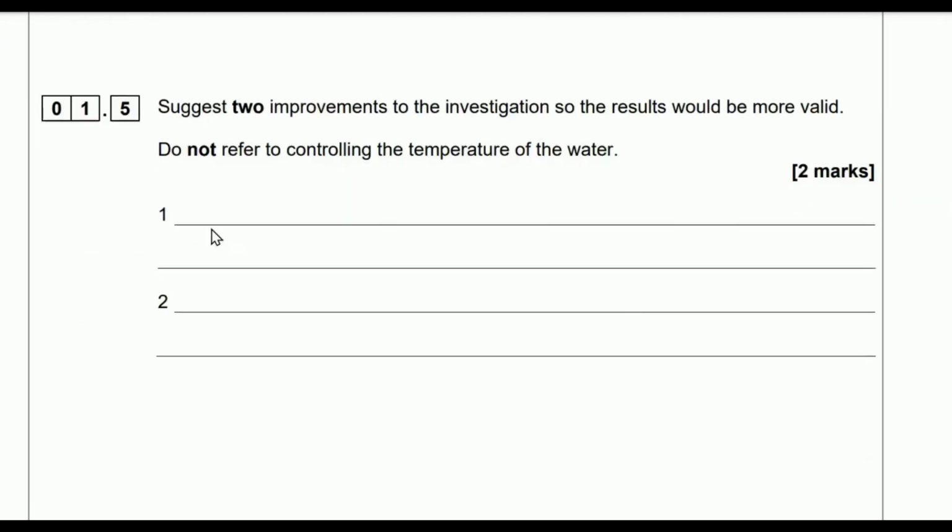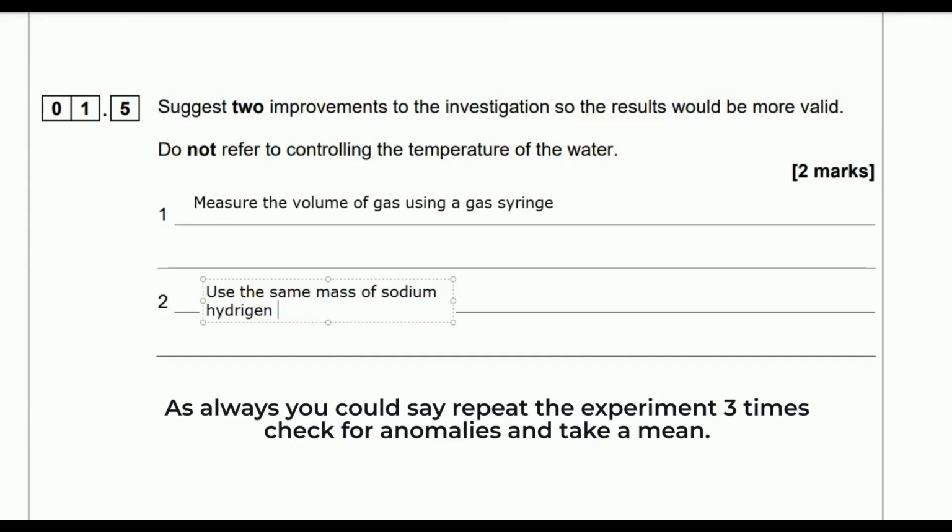So let's go down here. So I would say measure the volume of gas using a gas syringe. Okay, I prefer the gas syringe, but you can use a delivery tube and a measuring cylinder filled with water turned upside down. I would also say control, or it's basically control, but use the same mass of sodium hydrogen carbonate each time.